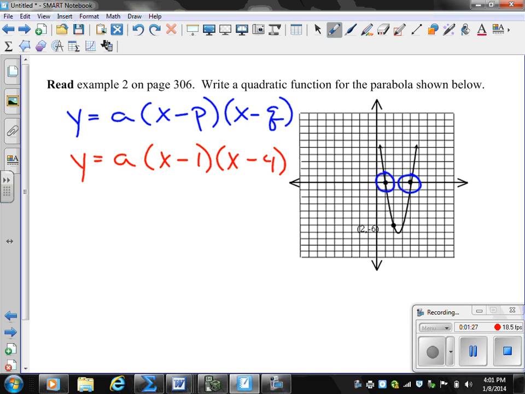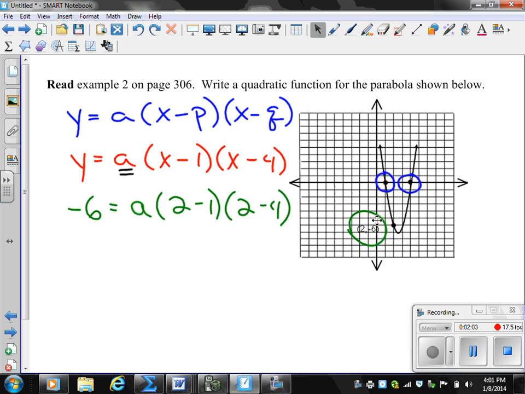And just like the modeling with the vertex form, we're still left with the fact that we don't know what a is. So this is a similar problem in that we're going to take this other point, (2, -6), and plug that in for x and for y. Just make sure you plug in the right coordinate into the right variable there. So y is -6, a is what I'm looking for, x is 2, so I'm going to have 2 minus 1 times 2 minus 4.